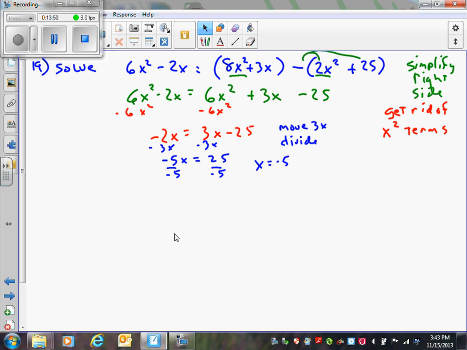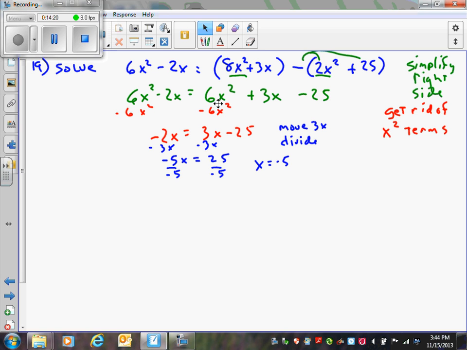19 is another distributive property. Or we've got to do our solve the equation. Well, there's no distributive property other than this minus sign goes on both of those. So we got to simplify the right side. Well, I've got 8x squared minus 2x squared. That gives me 6x squared. And then I've got the 3x, and then I got the minus 25.